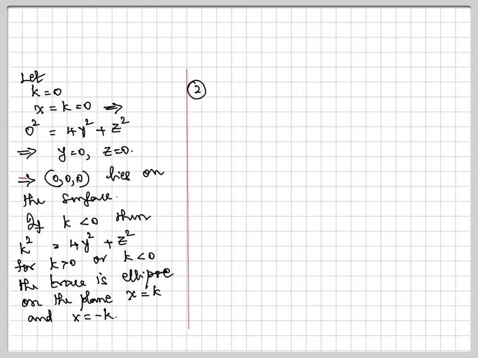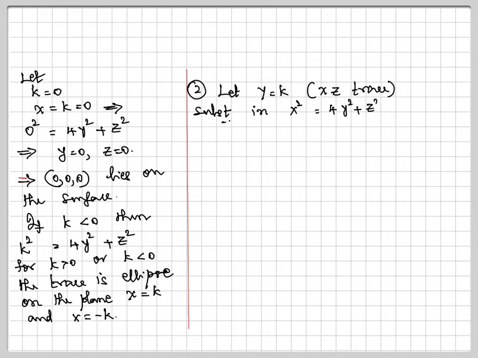Now let's do another trace. Let's consider y equals k, which is the xz trace, on a plane parallel to the xz plane. What the trace is, is what we are going to find out. If we substitute a generic value k into the original equation x squared equals 4y squared plus z squared, we get x squared equals 4k squared plus z squared. If you move the z squared to one side, you get x squared minus z squared equals 4k squared. The right hand side is a constant.